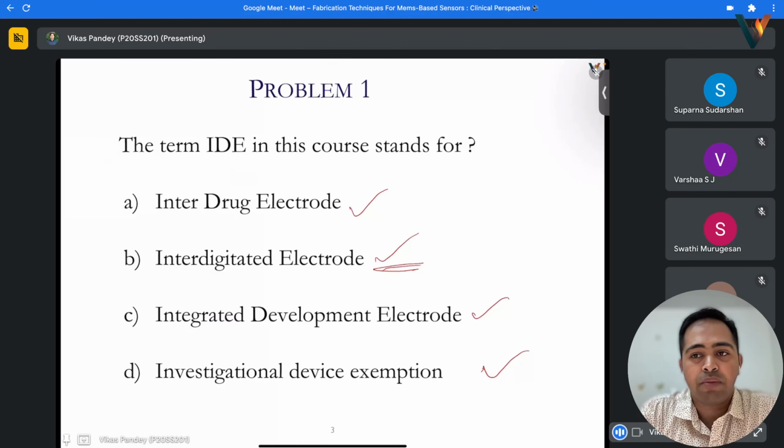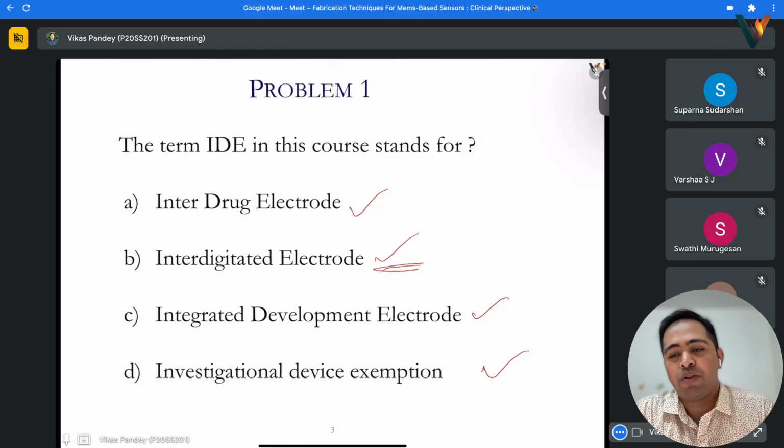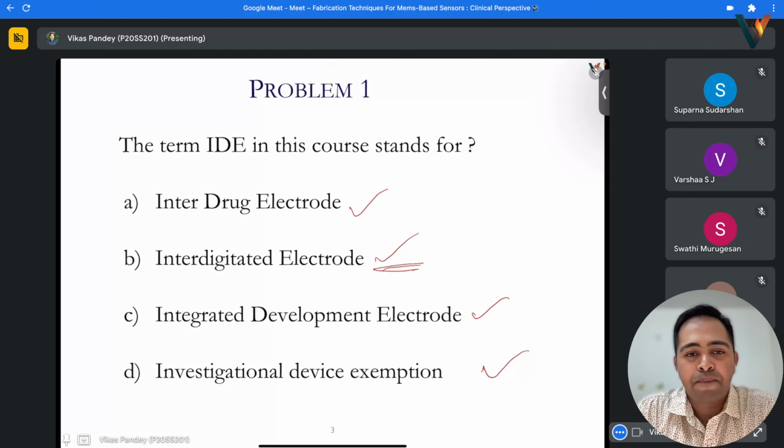Anyone with some other answers? Don't be shy, please speak up. Even if you are wrong, it is fine. In learning, if we are wrong, it is very helpful, because you will remember the next time what the correct thing is. So please feel free to speak up.